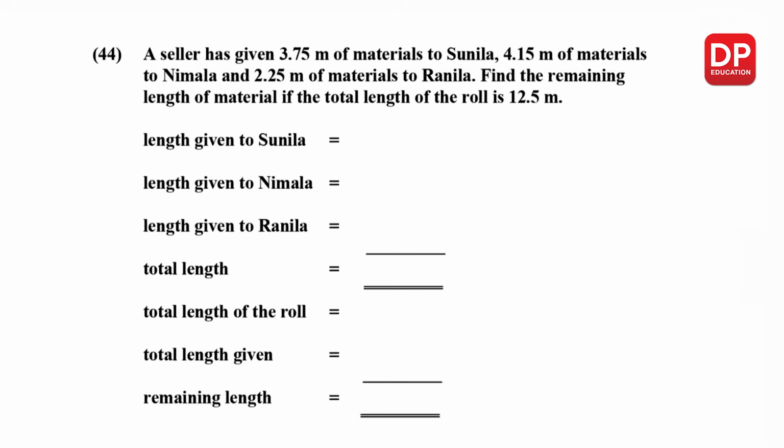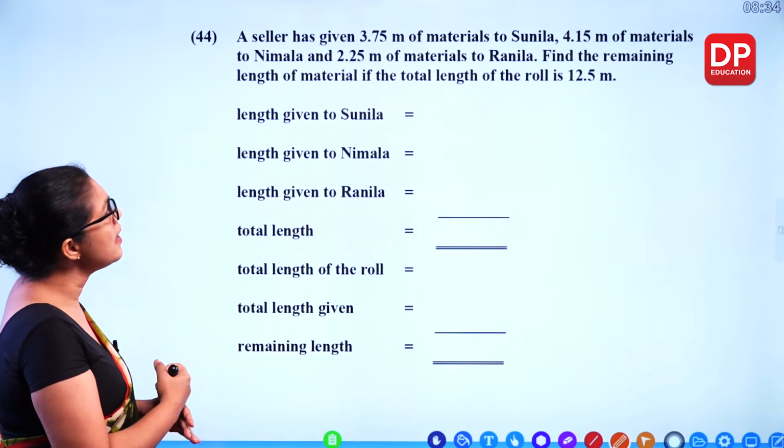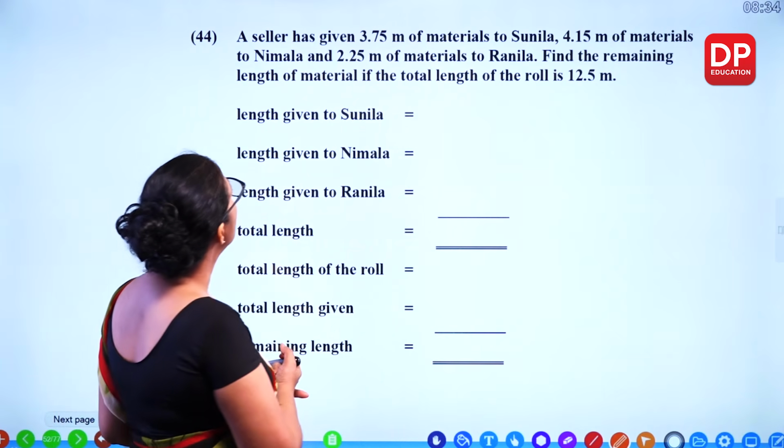Look at this question. A seller has given 3.75 meters of material to Sunila, 4.15 meters of material to Nimala, and 2.25 meters of material to Ranila. Find the remaining length of material if the total length of the roll is 12.5 meters. So first we have to add all the values and see what's the total length. And then you subtract that value from the full length, 12.5. So we'll add it first.